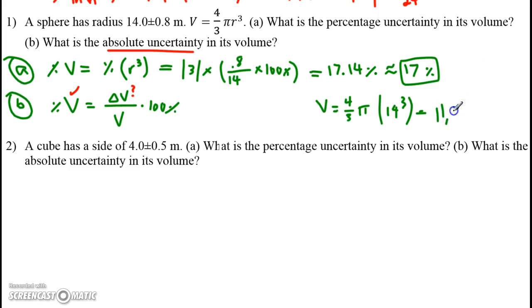11,000, let's say roughly 11,494. The units are going to be meters cubed because you cube the meters as well. Okay, so now you come back to this work here. We know what this is, delta V. We know the percentage uncertainty in V.